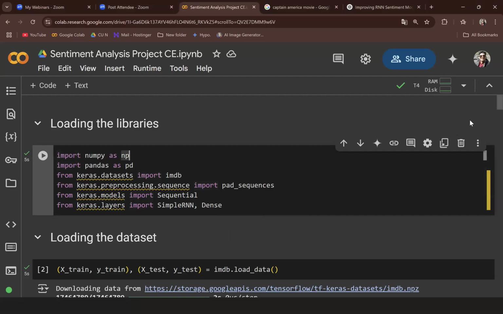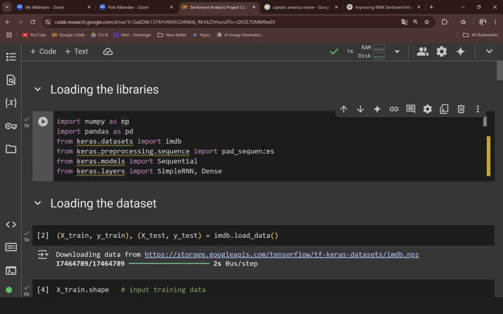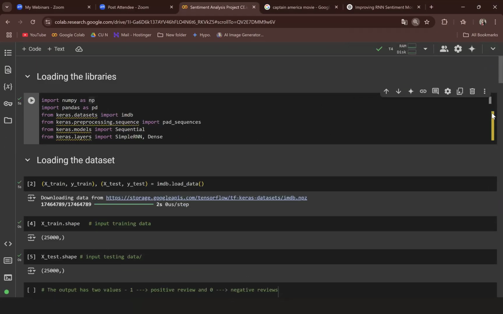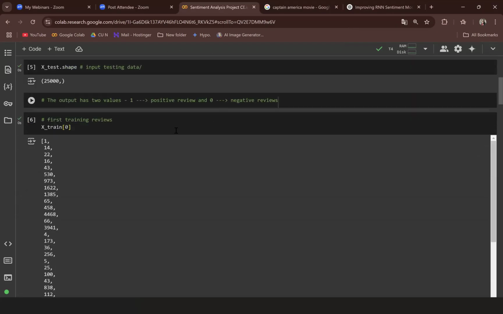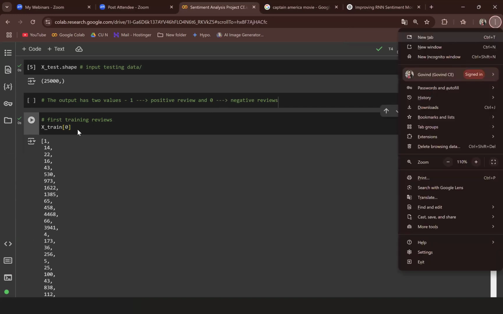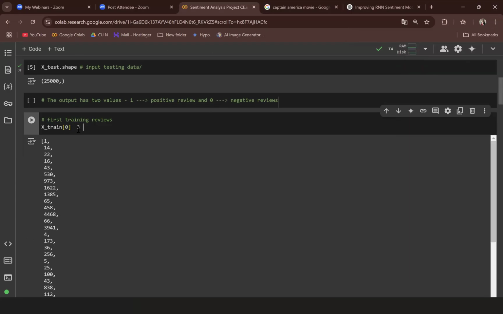No, I'm just showing my screen. In which line do you have the question? Scroll down, please. Just a little bit up. Can you see this comment? The output has two values, positive review and negative review. Then you do X train and you took 0. So that 0 is because we are analyzing the negative review? No, no. Here 0 means the first review. This is the index.